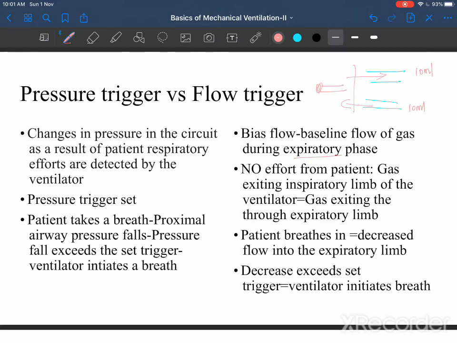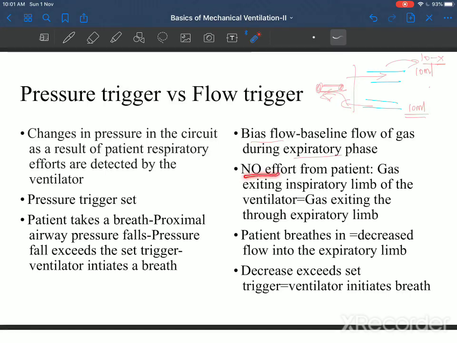Isn't it so? This is the endotracheal tube. If the patient is taking a breath, what happens? Some amount of flow goes into the patient and only the rest goes here, isn't it? So 10 minus X, whatever the patient is taking in is going in. So the ventilator will detect that the patient has taken some amount of this bias flow, which means the patient must be trying to take a breath. So the ventilator triggers a breath.